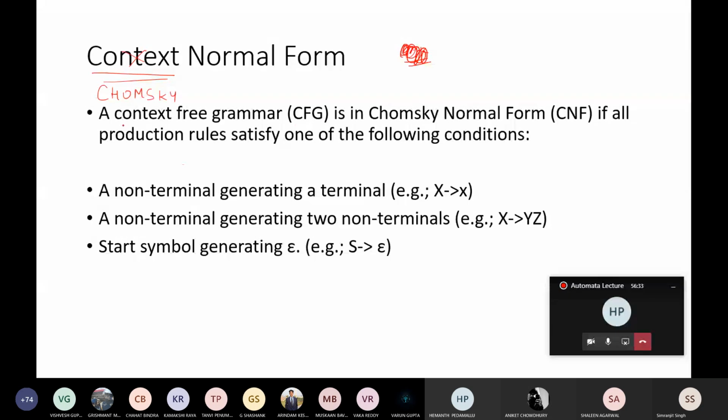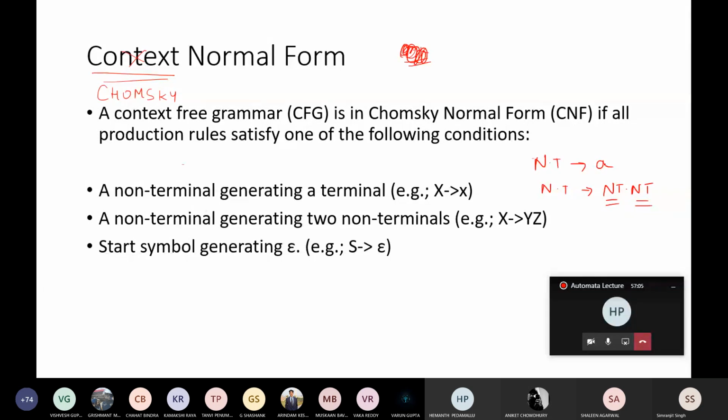A context-free grammar is in Chomsky normal form if it follows certain rules. If it is not following them, you have to convert it to Chomsky normal form, and that is the task here. The rules are very simple. A non-terminal should derive a single terminal, or a non-terminal should derive two non-terminals, that is, non-terminal one, non-terminal two.